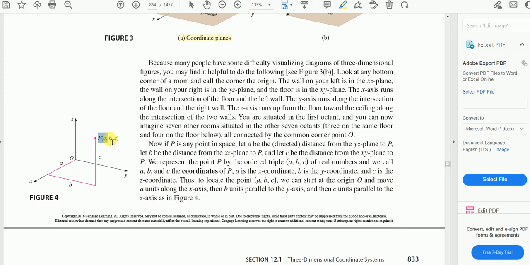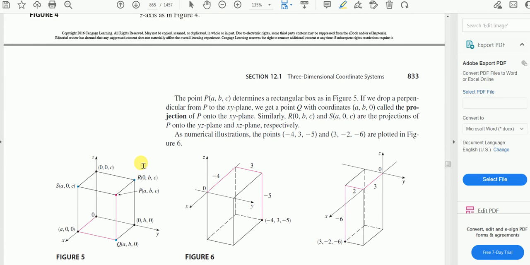So you have 3 values. That is A. A is what? The distance from the origin along the x-axis. Then B is what? B is the distance along the y-axis from the origin. And C is the Z. Now, what's the question?